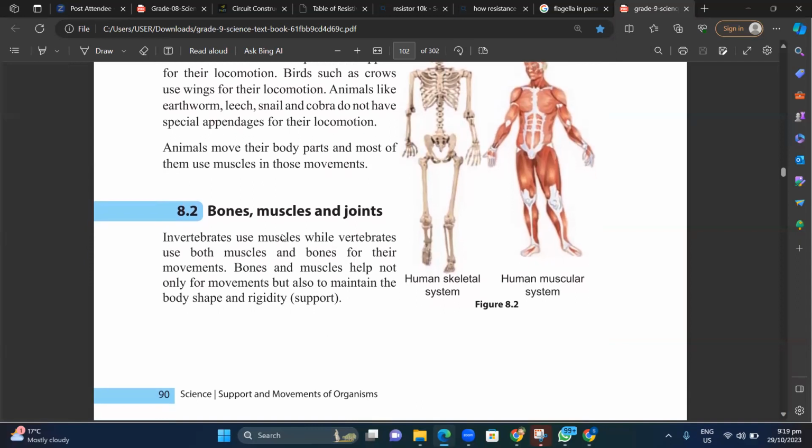Right? Invertebrates use muscles while vertebrates use both muscles and bones.